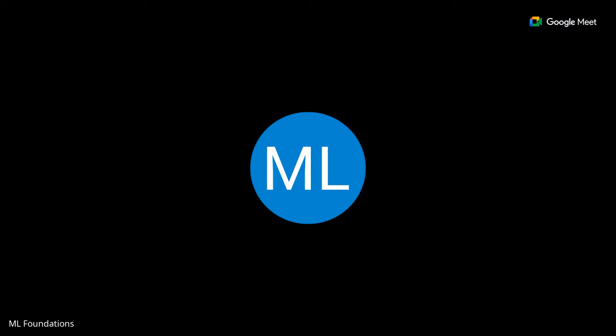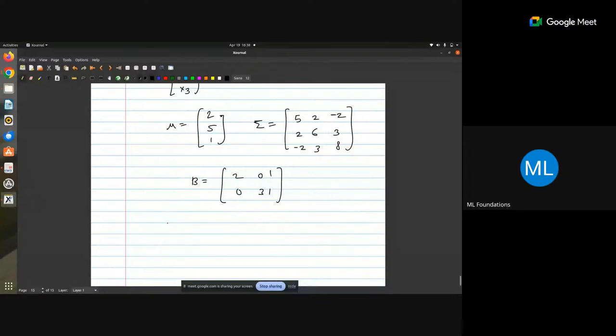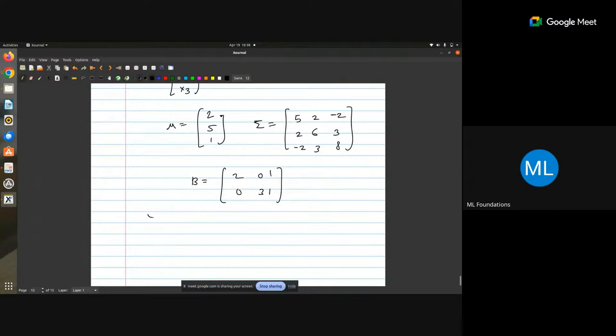So basically what you have to do here is, mu is given, sigma is given to you, and B is also given to you. And what is our property? If x is distributed like this and y is just a function of x, what will be the distribution of y? Normal, with B mu and B sigma B transpose.